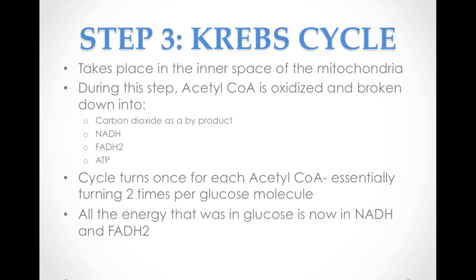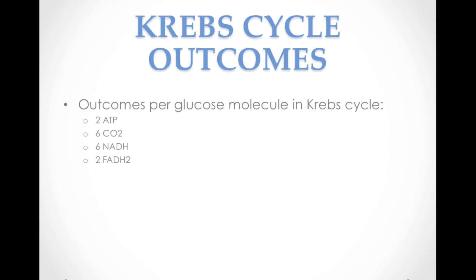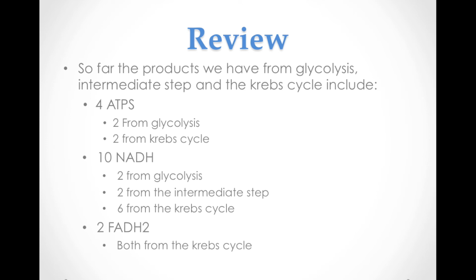During this step, acetyl coenzyme A is completely broken down, which will end up producing ATP and reduced cofactors NADH and FADH2. These cofactors have high energy electrons that are then carried into the electron transport chain. After the first 3 steps, we now have 4 ATPs, 10 NADHs, and 2 FADH2s.